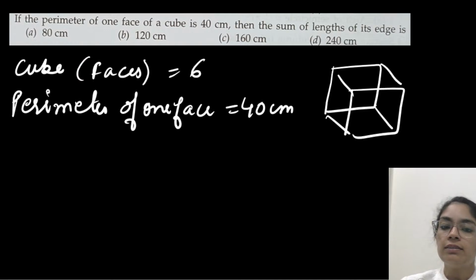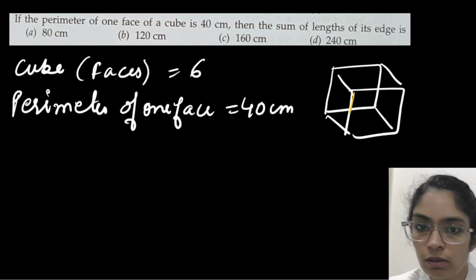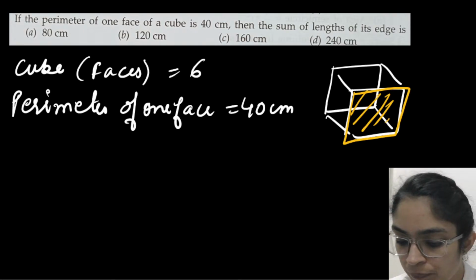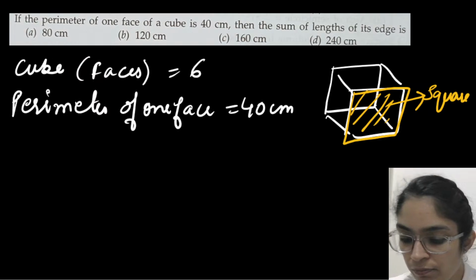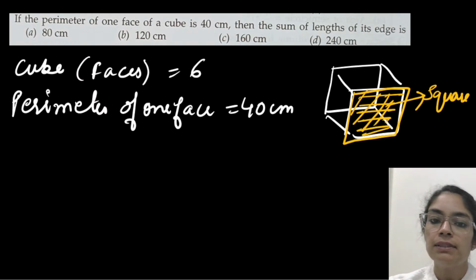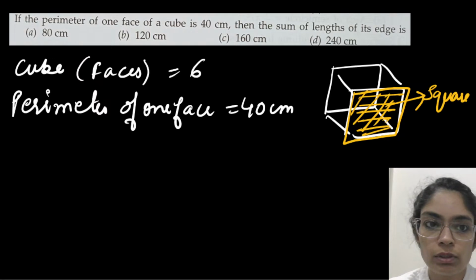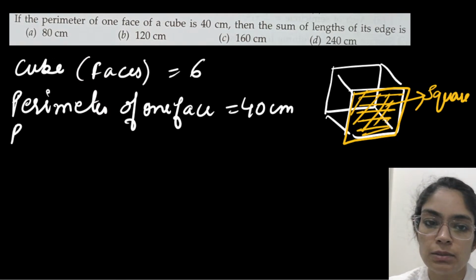So you can see how one face of a cube looks like. You can just imagine this is one face of a cube and it is a square. Sum of all the borders we have to do, yes. One face of a cube is a square. So that means its perimeter is given to us and we know the formula of the perimeter of a square.